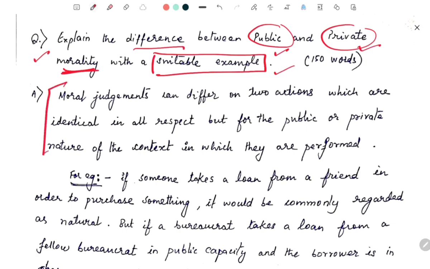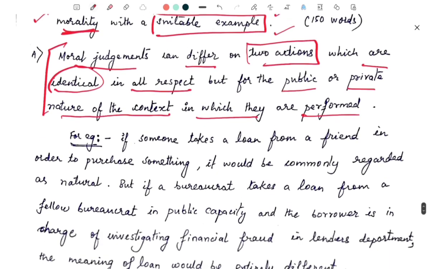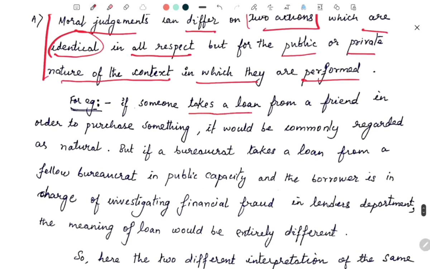So first of all, what are moral judgments? See, moral judgments can differ on two actions which are identical in all respects, but for the public or private nature of the context in which they are performed. Once you see the example, you will come to know what exactly it is. For example, if someone takes a loan from a friend in order to purchase something, it would be commonly regarded as natural. We take loans from our friends.